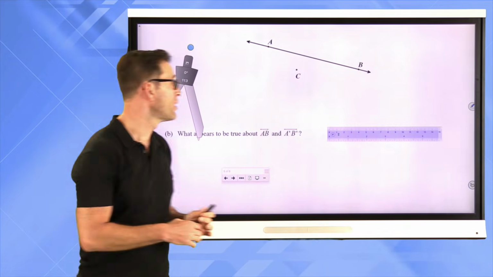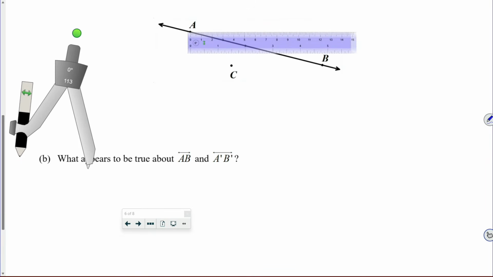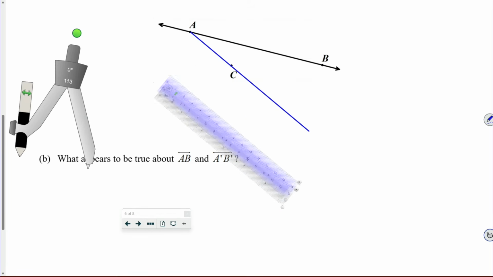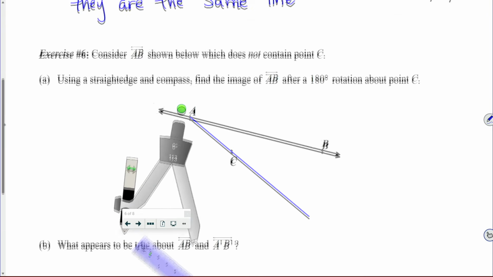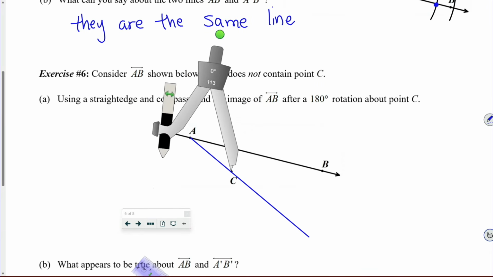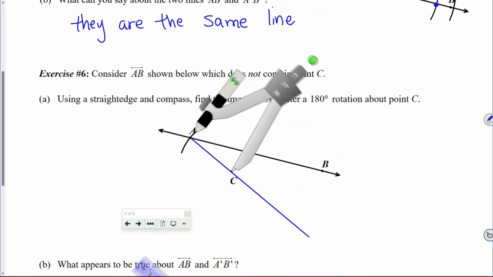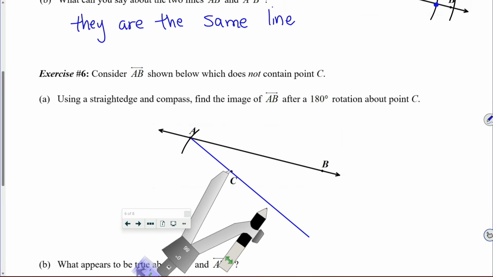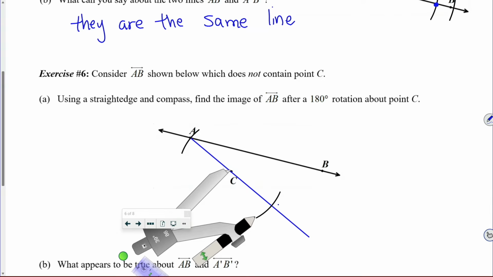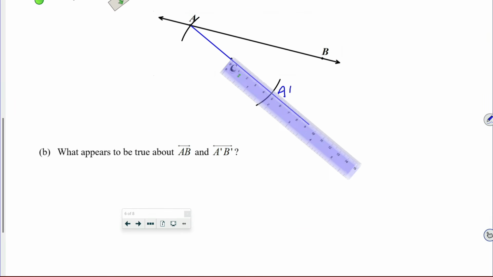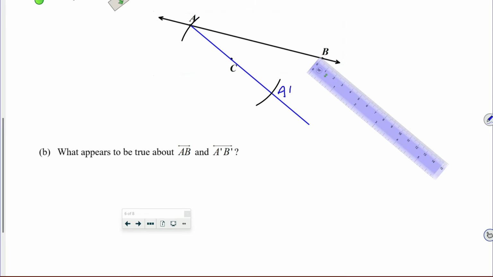All right, this is going to take a little bit longer, obviously. First things first, I've got to draw that line that goes through A and the center of rotation. Then I need to use my compass. Maybe now I have a little bit more room here to play with. All right, that works. And there's A prime. Let's now do the same thing with B.